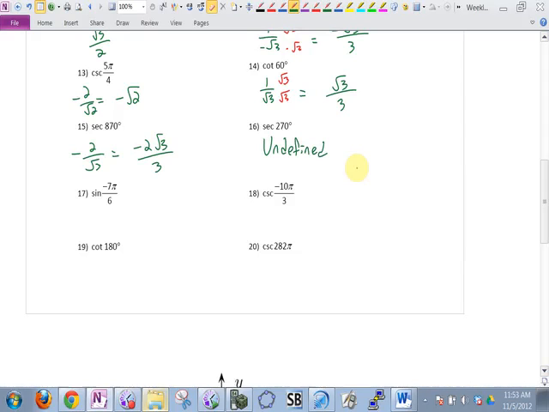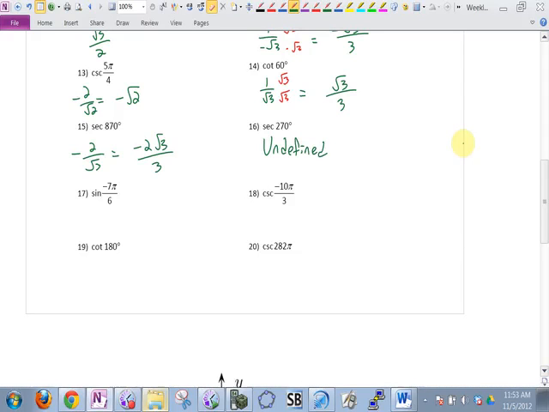Now the interesting thing is, what's the reciprocal of this undefined? 0. It's 0. So the cosine of 270, which is the reciprocal of undefined, is 0. It's because it's not, like, infinite. If you take a graph that has a vertical asymptote, if you then graph the reciprocal of that function, it'll have an x-intercept where that vertical asymptote was.